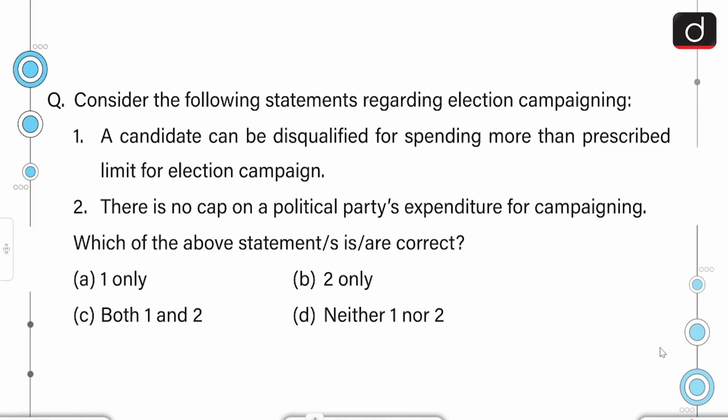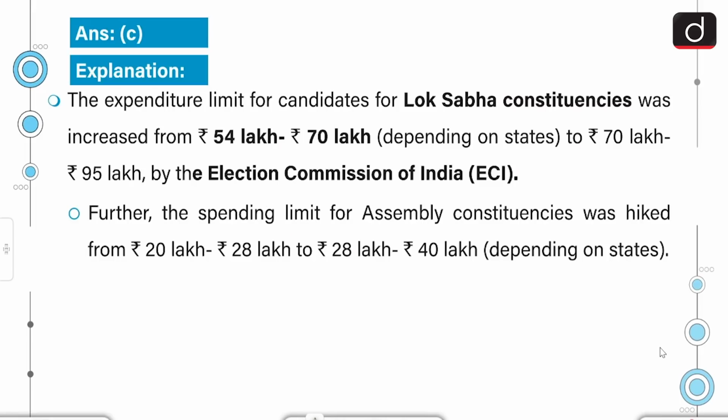Moving on. Consider the following statements regarding election campaigning. A candidate can be disqualified if he or she spends more than the prescribed limit for election campaign. And there is no cap on a political party's expenditure for campaigning. We have to select the correct statement. So, C is the correct answer.